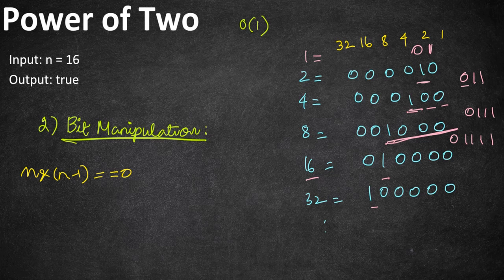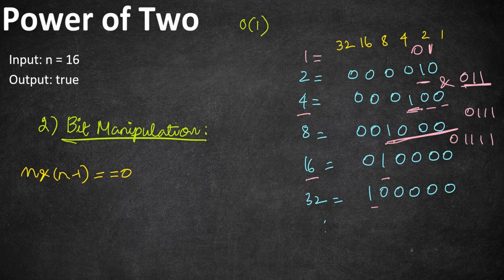So by using this logic, we can conclude very simply that if a number is a power of 2, then there must be only one 1, and if we do an AND operation with its previous number, then it will all turn to 0.